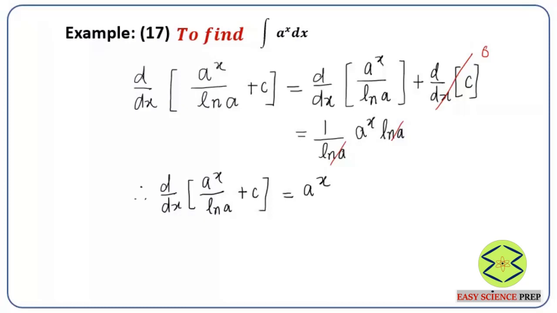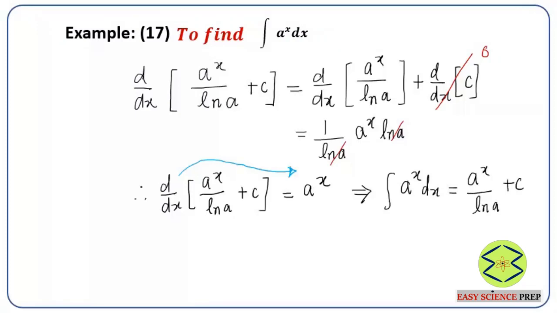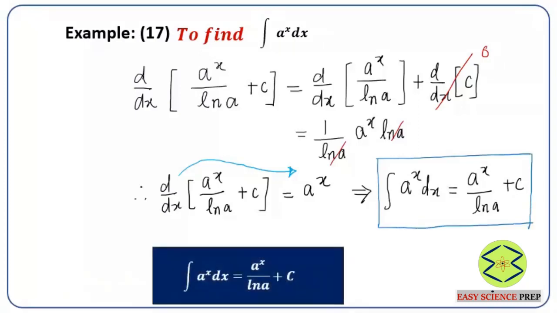So by rule, if you take derivatives on one side, that becomes integration on the other. So you can directly get from here that the integration of a raised to x dx is equal to a raised to x divided by natural log a plus c. This is what we got for the integration of a raised to x dx, and that is what we have got in the result also.